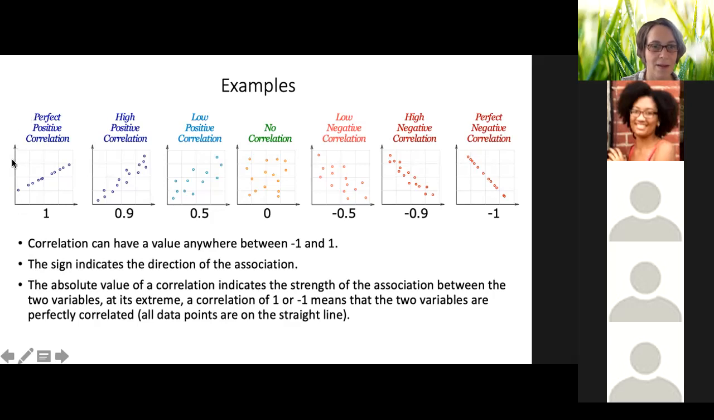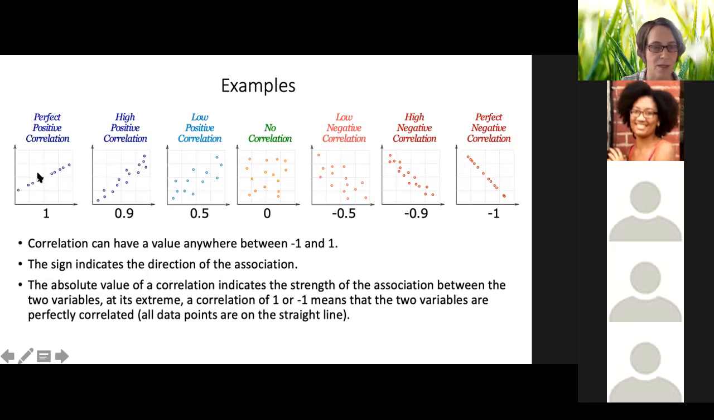So that ranges from a perfect positive correlation to a high positive correlation to a low positive correlation. Here we have this absolutely random distribution of the data points, right? There's no correlation. And then we go to a perfect negative correlation. Perfect positive and perfect negative mean maximum strength of association between the two variables, which means that the points lie exactly on the straight line. It does not matter what the slope of this line is, right?